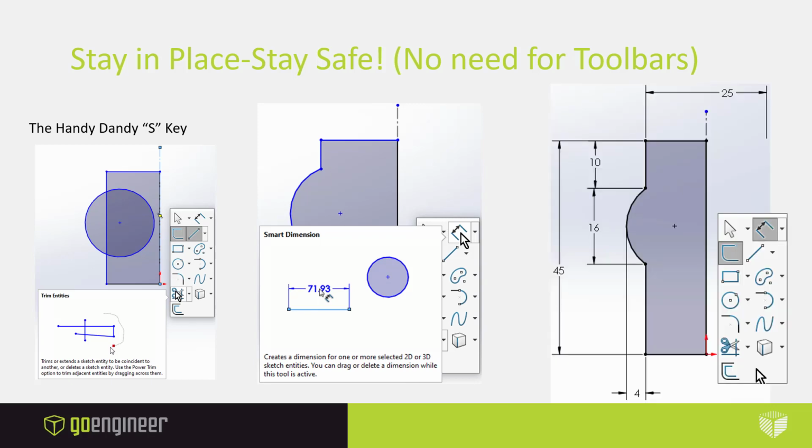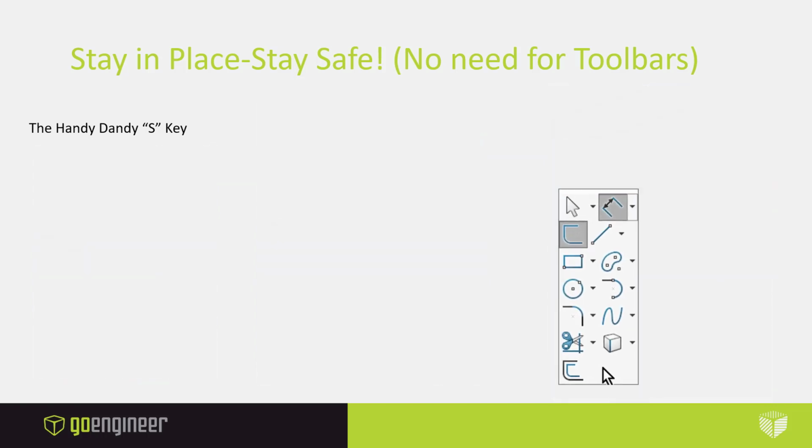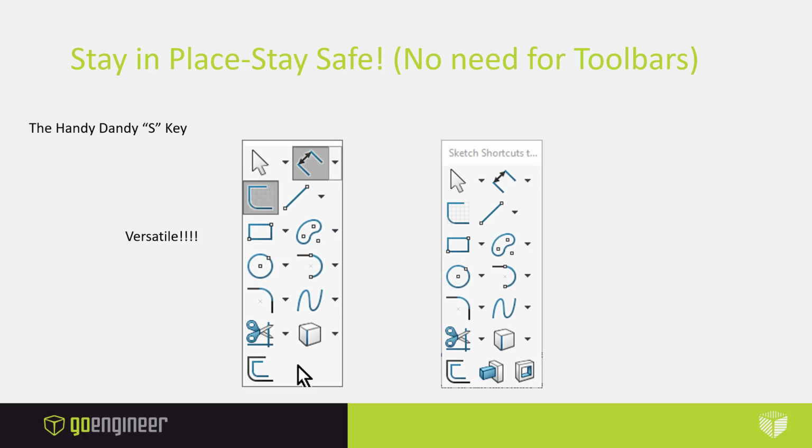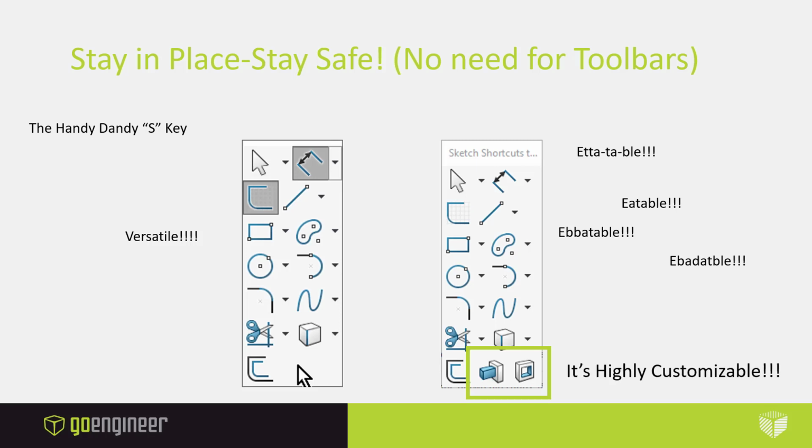I love using the S key. In fact, when I design or teach, it is the only command that I ever use whenever I'm building a project. Why? Because it is so versatile. As you can see, this is an image of the standard out-of-the-box S key toolbar. But you can see my options inside of the sketch toolbar are not just sketching. I can add any command inside the S key environment. You can see I added boss and cut to my toolbar. It is very editable. It is highly customizable.